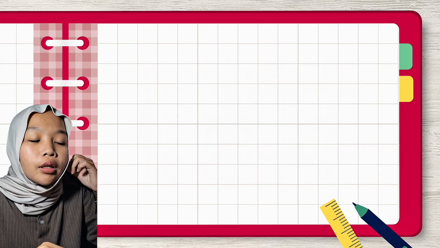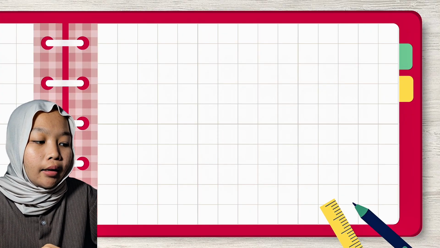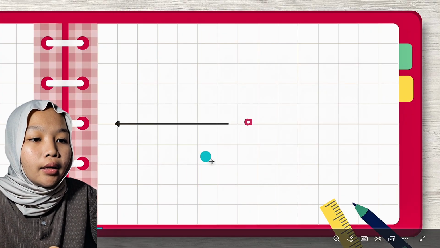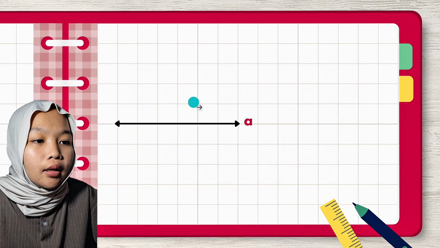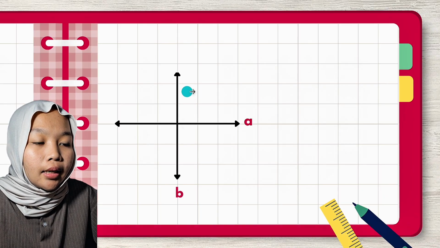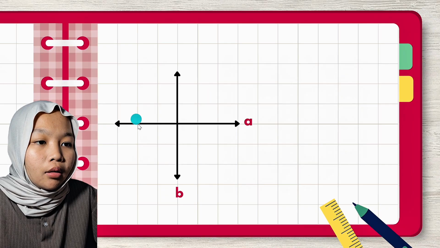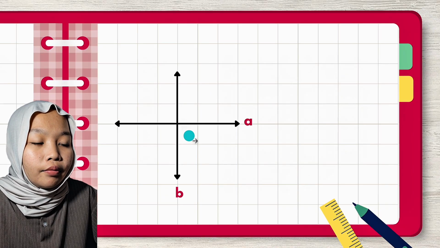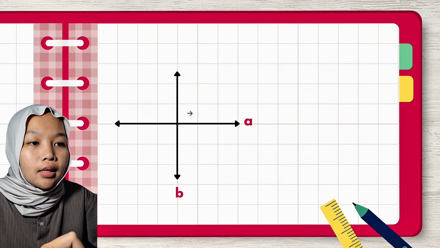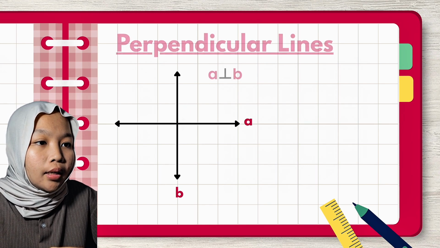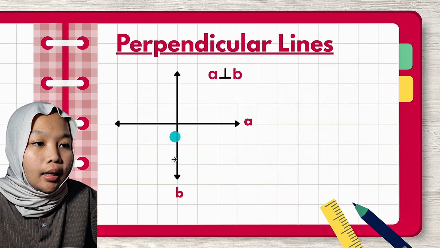Okay, next we're going to talk about perpendicular line. Here there is a line, let's say it's line A, then in here there is a line B. Perpendicular lines intersect at a right angle, or the value is 90 degrees. We can say that A is perpendicular to B with this symbol.